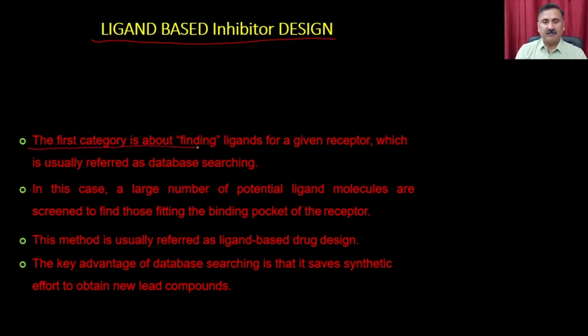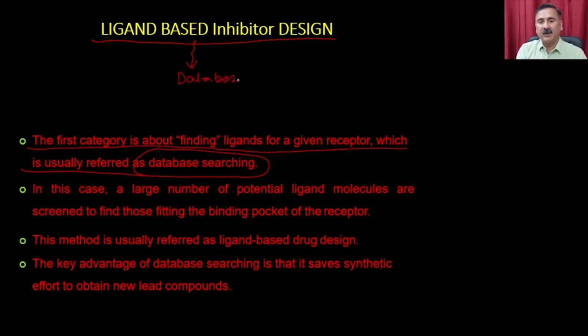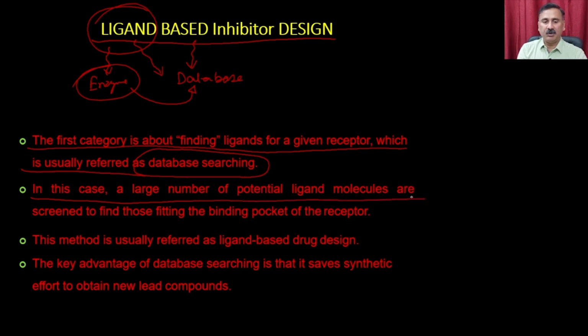So the first category is about finding ligand for a given receptor, which is usually referred to as database searching. Ligand-based inhibitor design means you are going to search the database taking this ligand into account. You know that this ligand binds to that particular enzyme, or is an inhibitor for it. So now you use this and identify another molecule in the database. In this case, a large number of potential ligand molecules are screened to find those fitting the binding pocket of the receptor. This method is usually referred to as ligand-based inhibitor design.